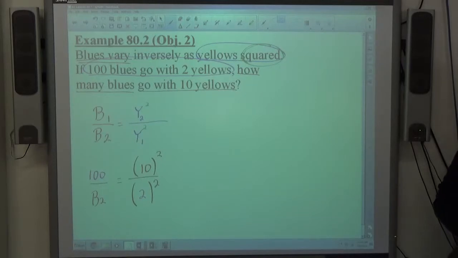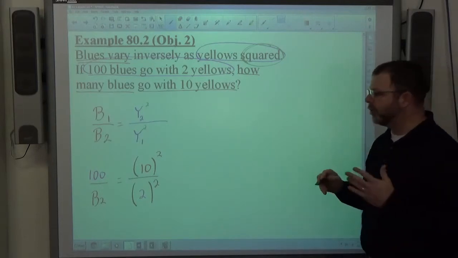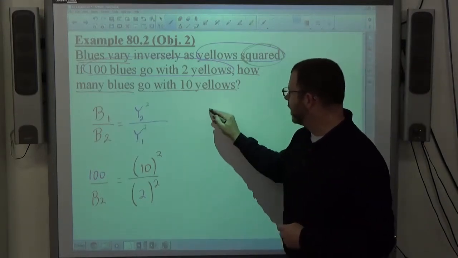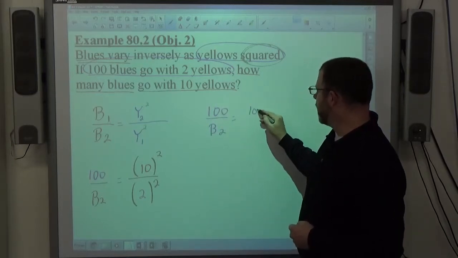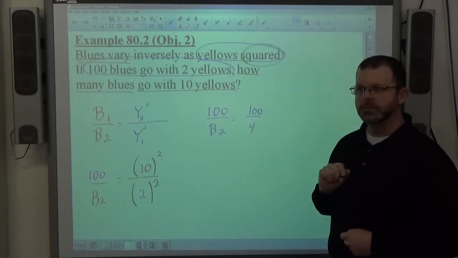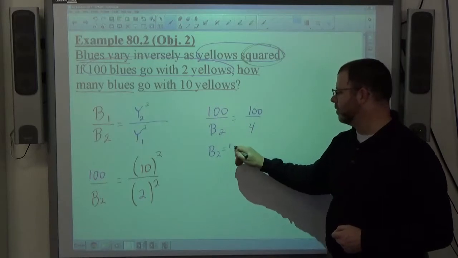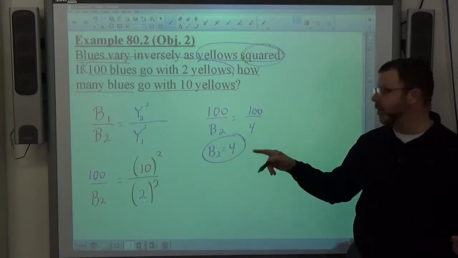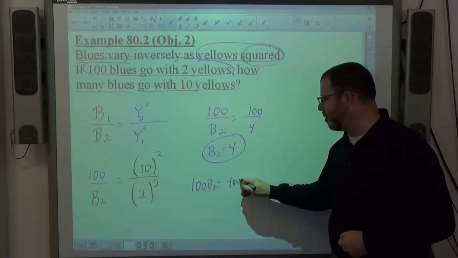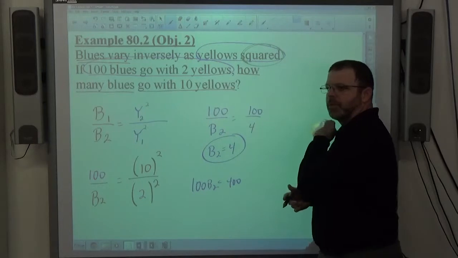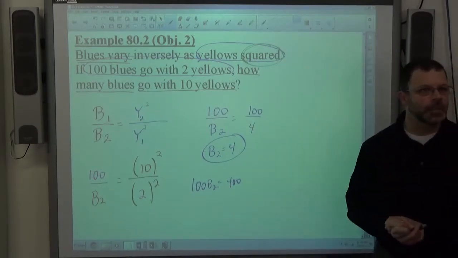All right, so we just substitute the numbers where they belong. If there's any kind of evaluation, square root, squares, whatever happening, do that before you multiply. So keep it 100 over B sub 2 to begin with. And 10 squared on top is 100, and 2 squared on the bottom is 4. If the tops are the same, the bottoms are the same, so B sub 2 would equal 4. Wow. You're welcome to cross multiply if you want. 100 B sub 2 is equal to 400. And then you divide by 100, you get 4, right? But if the tops are the same, the bottoms are the same, right? Again, that's how it works with the equal ratio method.